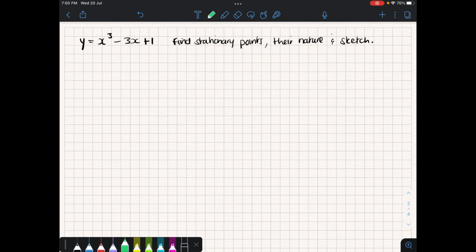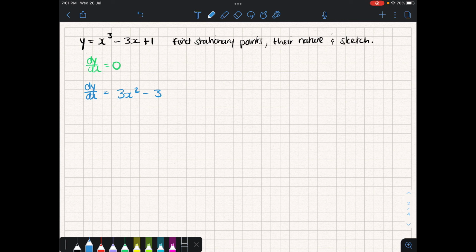So we know now that if we want to find stationary points, we need to find the derivative, and we need to set it equal to zero, because stationary points have no gradient, and so we're looking for x values where the gradient would be zero. So the first thing we need to do is find the gradient function. This is just a normal polynomial, so easy to differentiate. We'll use the power rule, so 3x squared minus 3 plus 0.